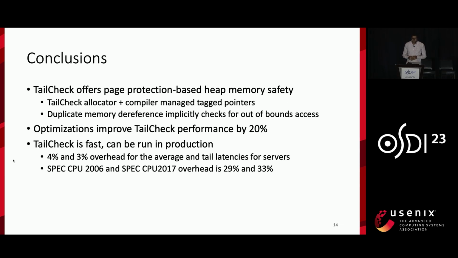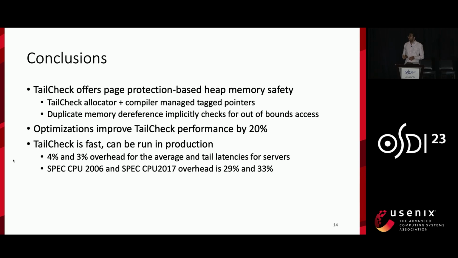To conclude, TailCheck offers page protection-based heap memory safety. We use a combination of allocator and compiler instrumentation for managing tag pointers. Here we see that duplicate memory dereference implicitly acts as an out-of-bounds check. We don't have to check if a pointer access is out of bounds based on some metadata here. We saw that optimizations improve the TailCheck performance by 20%. We saw in SPEC 2017 where we have different levels of optimizations that we provide on TailCheck.